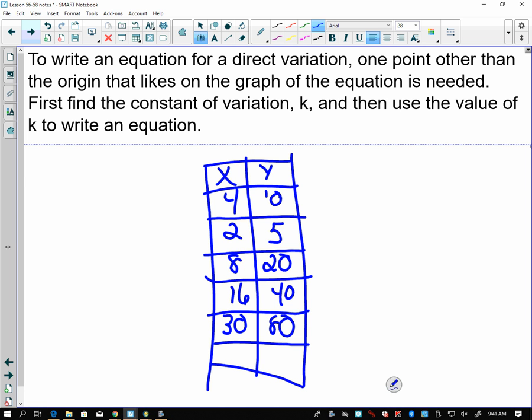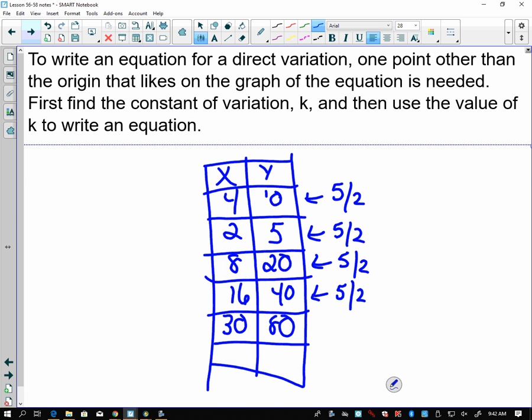Okay, let's check. What is 10 divided by 4? Is that 5 halves? Okay, 5 halves. 5 divided by 2. Is that 5 halves? Okay, works. What about 20 divided by 8? Is that 5 halves? Yep. What about 40 divided by 16? Is that 5 halves? Okay, 5 halves. So if we stopped right here, it looks like direct variation, because all the constants are constant. They're all equaling the same thing. Is 80 divided by 30 5 halves? No.